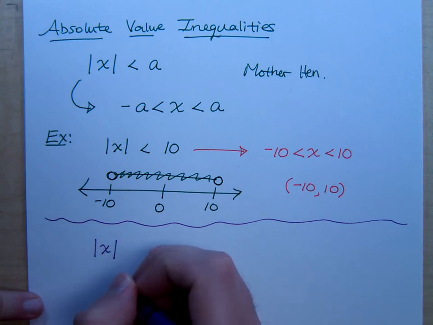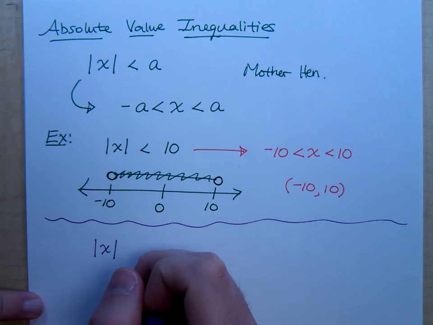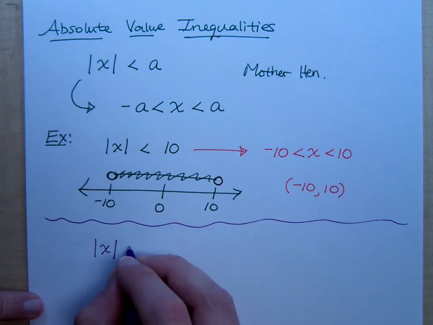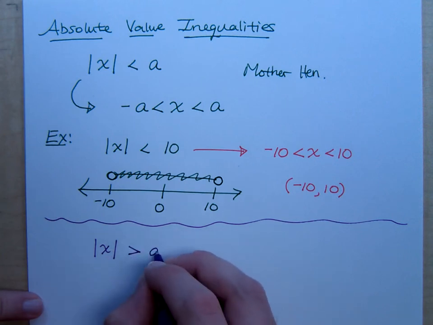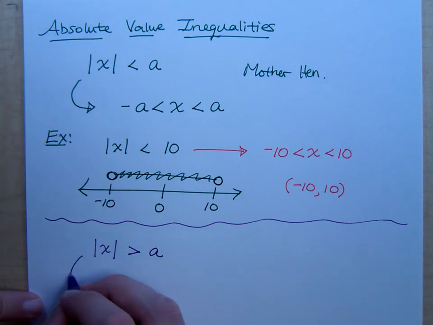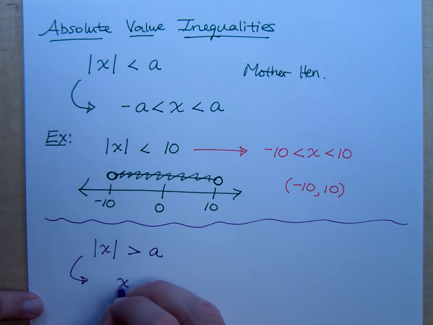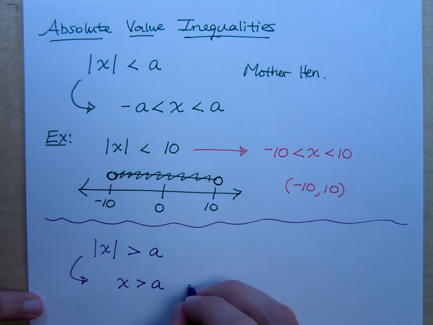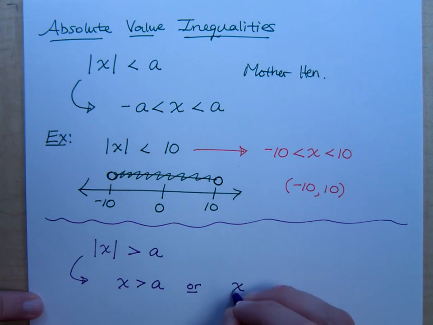Now, you know how restraining orders work, right? Restraining orders require you to keep a certain distance away from something. They don't want you to be close. They want you to get away from them, right? So it means they want your distance to be greater than some value, right? And when it's greater than some value, what that means for us is that they want you to be more than A on one side, or there's another place you can be, and where is that? That's going to be less than negative A.